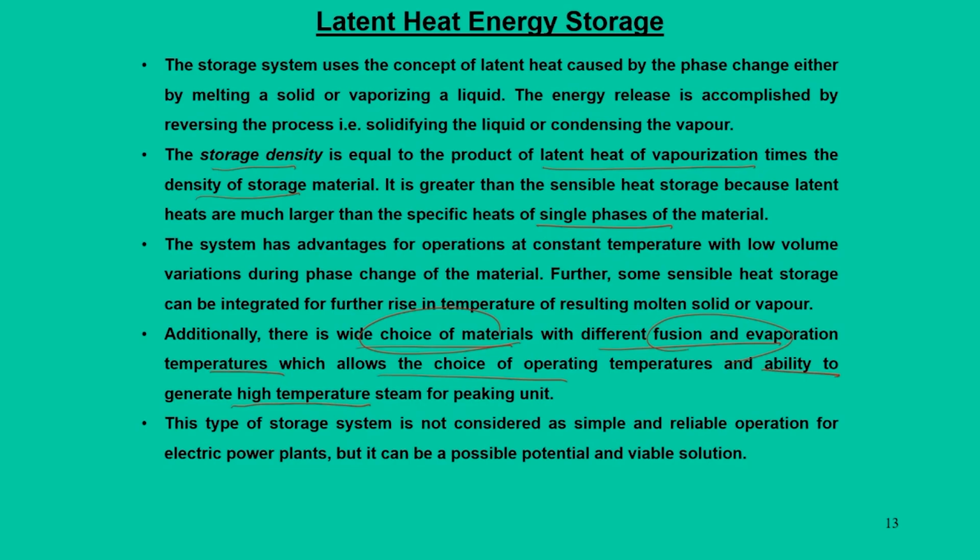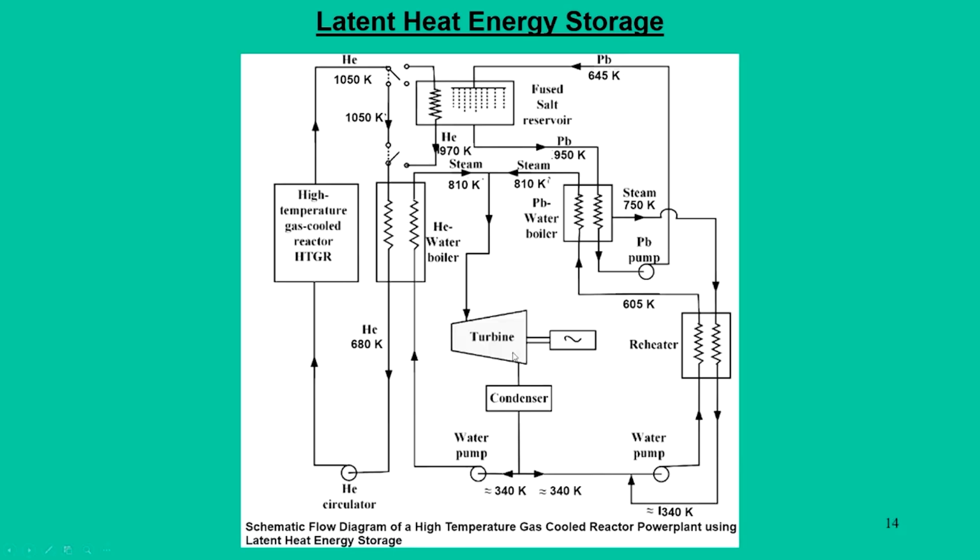So, why is it so? Let us try to understand here. Typically this is a flow diagram for a latent heat storage, in which we have a high temperature gas cooled reactor, and this reactor supplies the necessary steam for running the base turbine. That is what we call base load. For base load operation, this is a conventional Rankine cycle based operation, where the turbine operates for base loads.